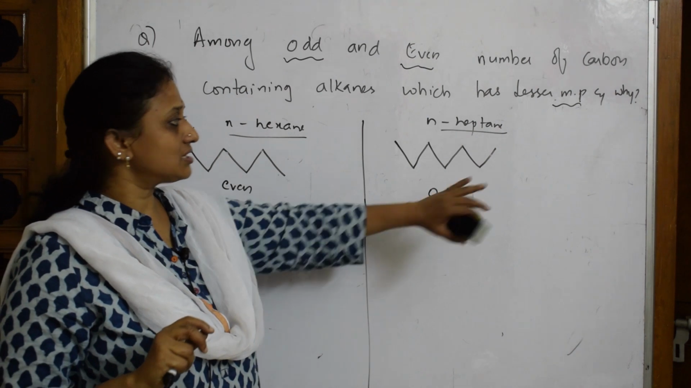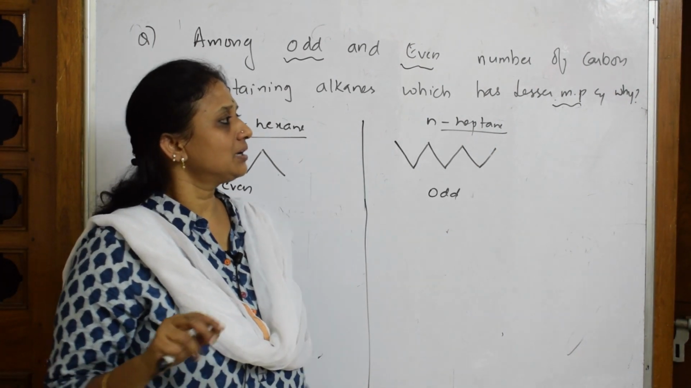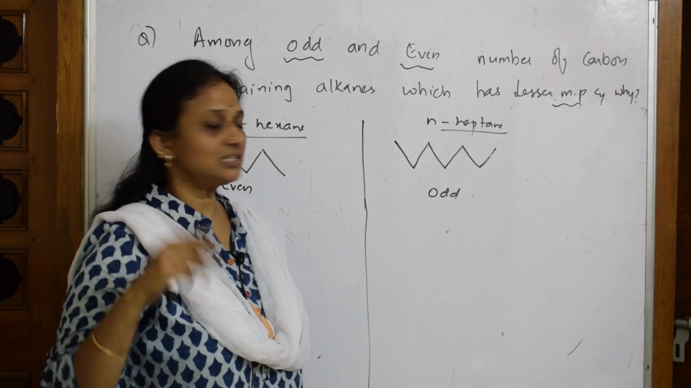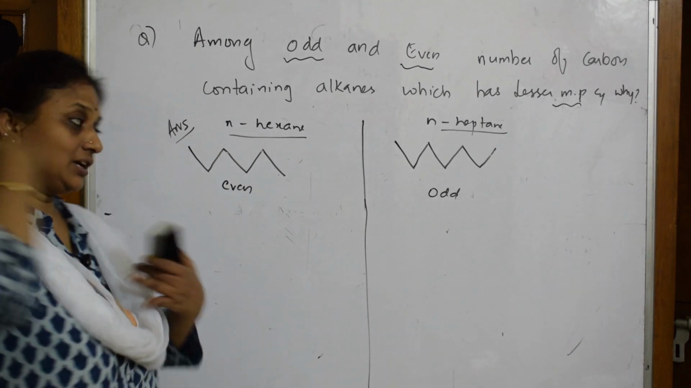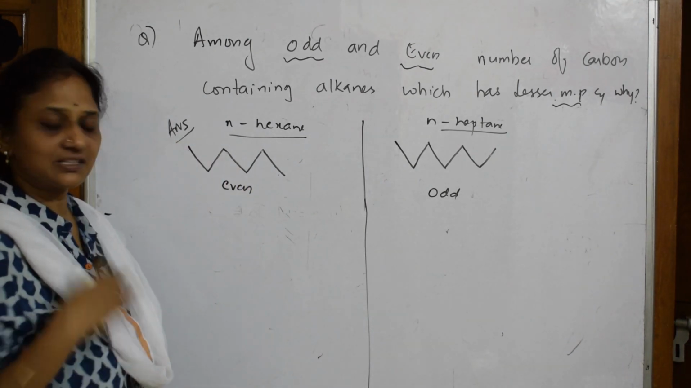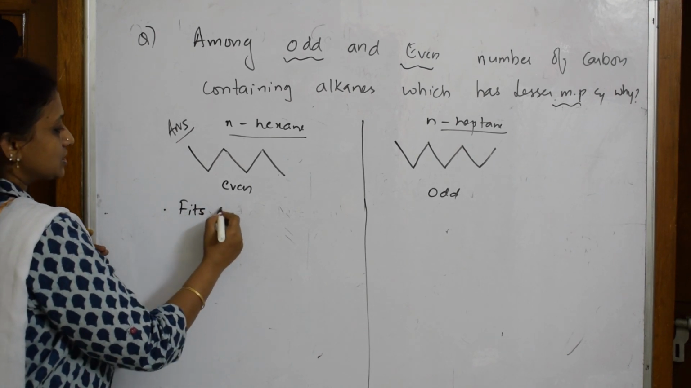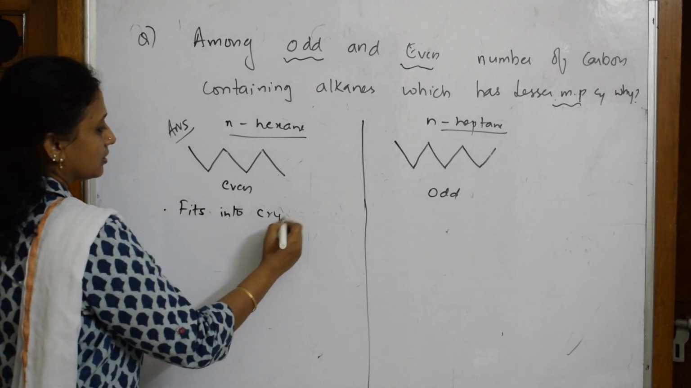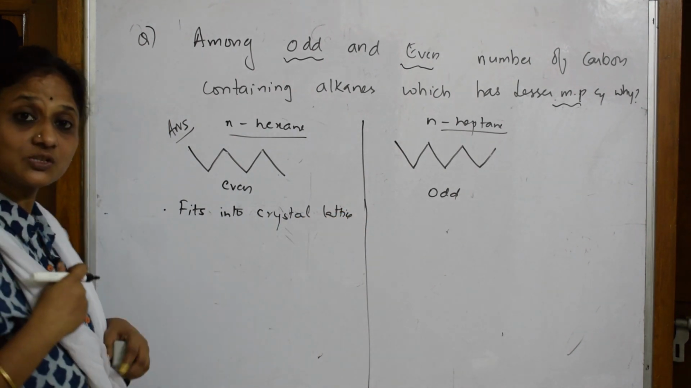But here in this case, odd electron, after the sixth one, this will again be branching, and that will not fit into the crystal lattice. So the important thing: here it is even and it fits in the crystal lattice. Let us write here, it fits into crystal lattice.